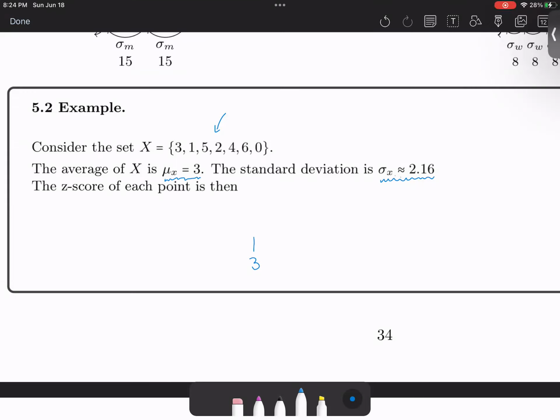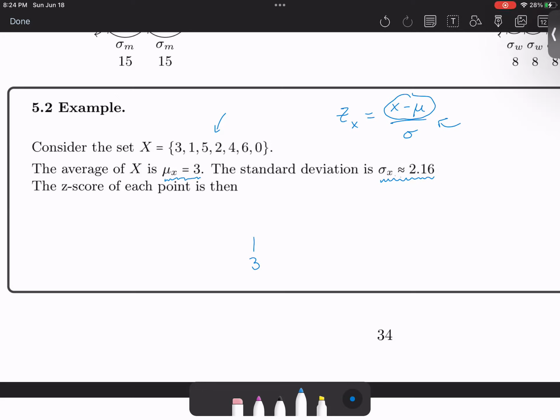So reminder, the z-score of a point X is equal to the difference X minus mu divided by the standard deviation. So it's the distance X is away from the center. And then that division by the standard deviation tells us the number of standard deviations that fit inside that distance. So it is exactly the number of standard deviations away from the center.